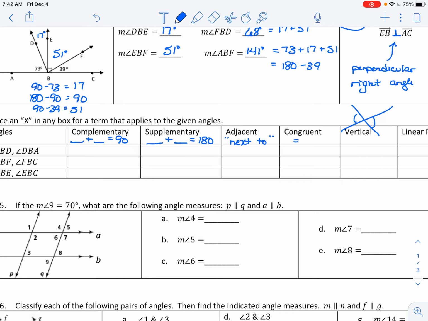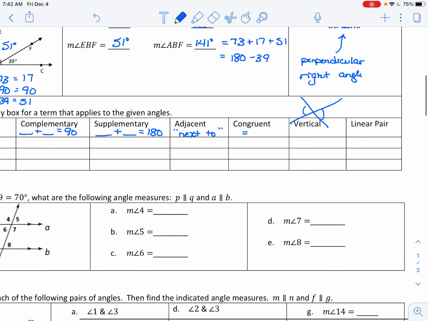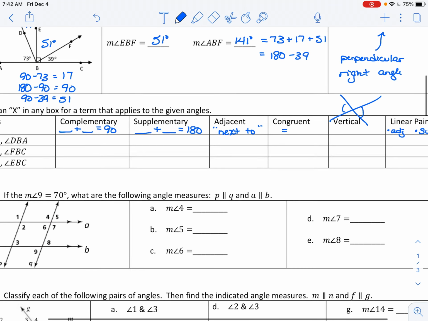I'm not going to have that in this picture because I don't have 2 complete lines intersecting. I have a bunch of rays, like start here and then go, but I don't have 2 full lines making an X. And then a linear pair will be if you have marked adjacent and you've marked supplementary. This shows up a lot in Unit 2B, where you just see these 2 angles sit next to each other on a line.